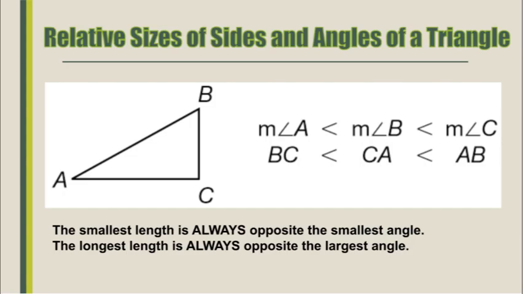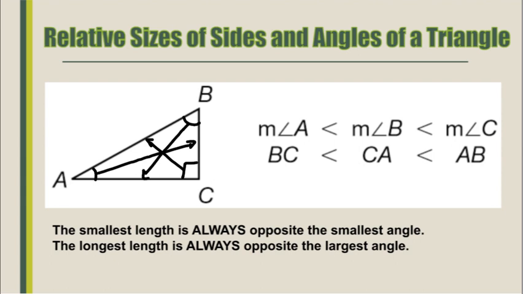The smallest length is always opposite the smallest angle, as I just said, and the longest length is always opposite the largest angle. So here, C would be our biggest angle. This is always opposite. So we would have angle C is the largest degree. Angle A is the smallest. That means opposite, that would be the smallest side. That means angle B would be the medium.